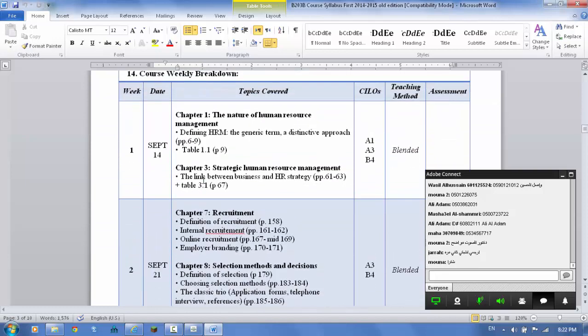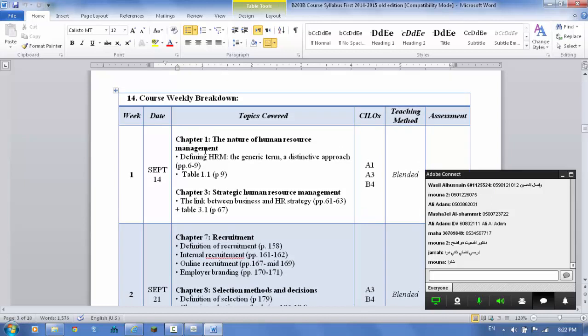This is the course calendar that we will cover, inshallah, during this semester. We will cover first human resource management. We will cover chapter 1, the nature of human resource management. In this chapter, we will define human resource management. There is a generic term for human resource management and the approach of human resource management. Then we will skip chapter 2 and take chapter 3, which is related to strategic human resource management. In this chapter, we will have only one topic, which is the link between business and human resource strategy.